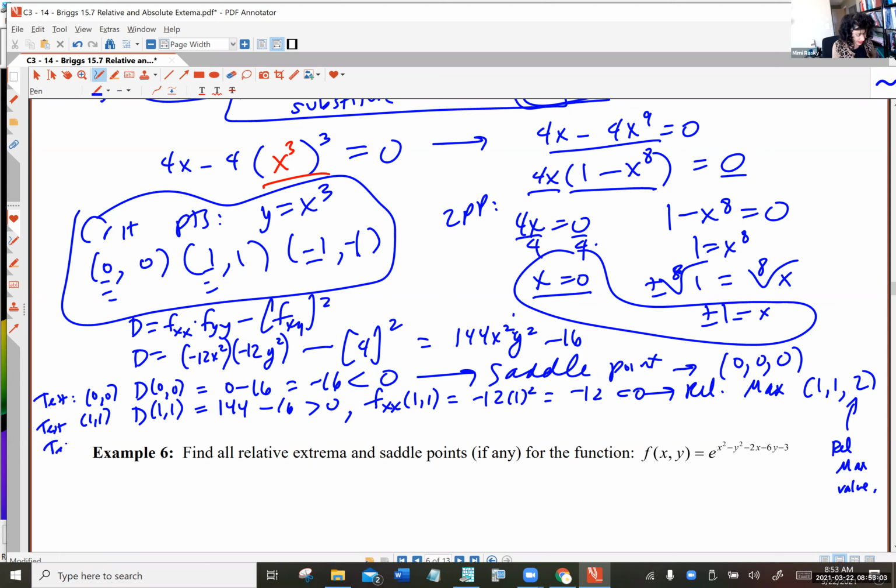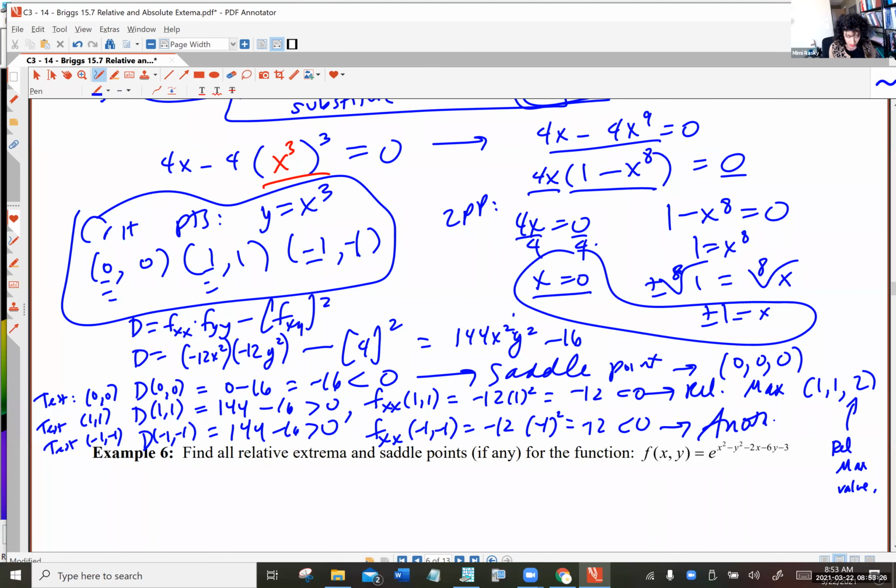And then when I test -1, -1, I still get 144 minus 16, which is positive. And fxx evaluated at -1, -1 is still negative. So that's another relative max. So you have another, can you have two relative maxes? Absolutely. You can have multiple, infinite maximums. And so that has an ordered triple of -1, -1, 2. And we're done with this problem. The answer is the only extrema we get are two relative maximums for this guy.